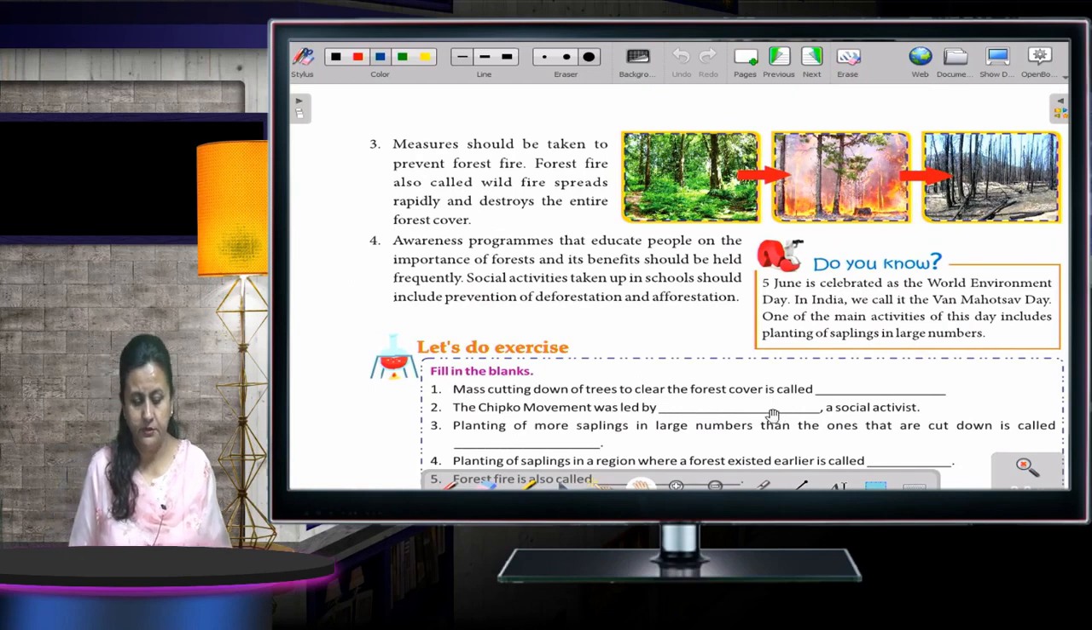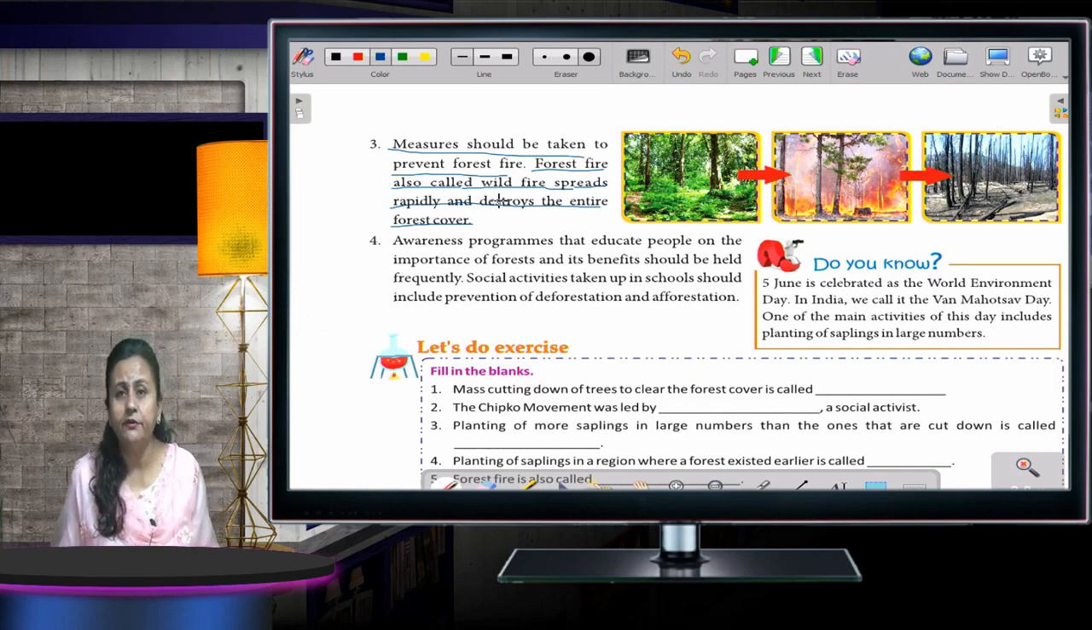Now, measures should be taken to prevent forest fire. Forest fire, also called wildfire, spreads rapidly and destroys the entire forest cover. Okay, what is happening? Have you heard of this word forest fire?